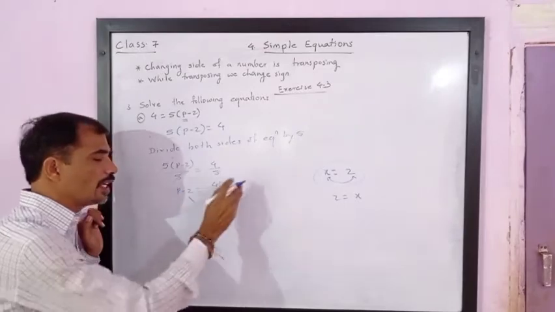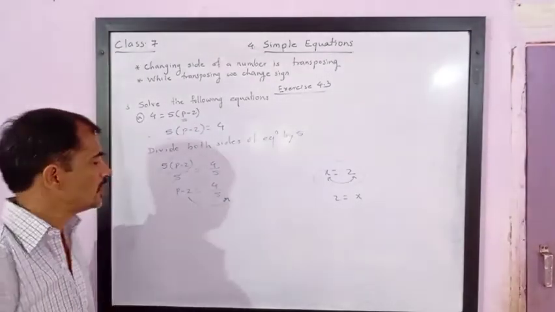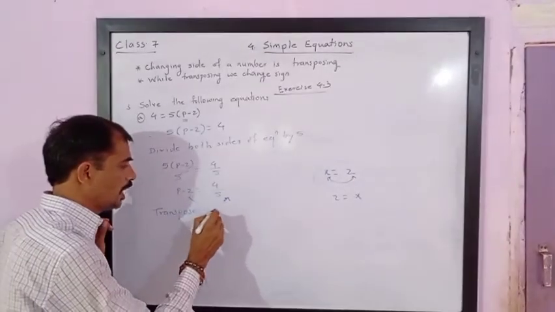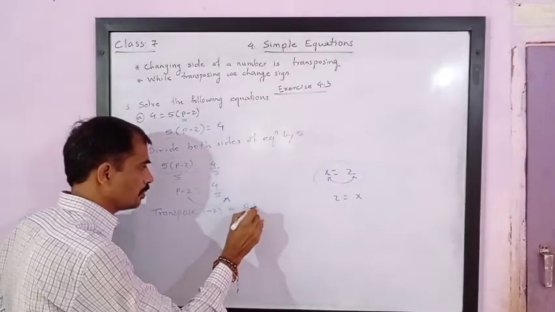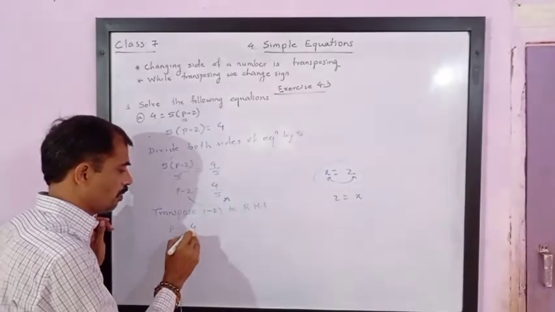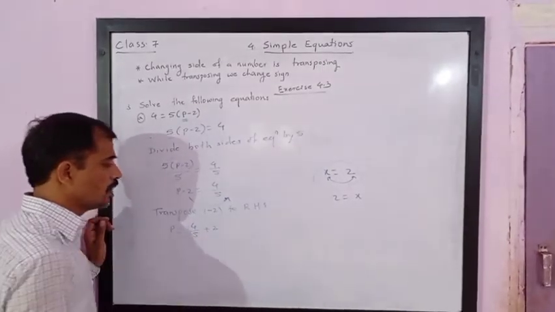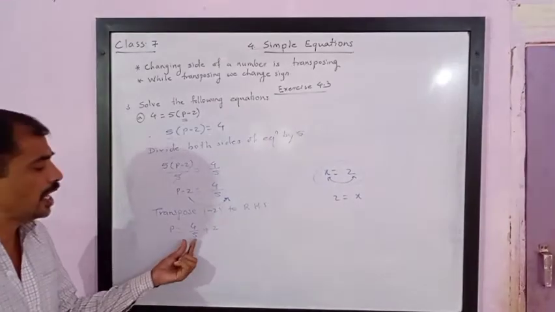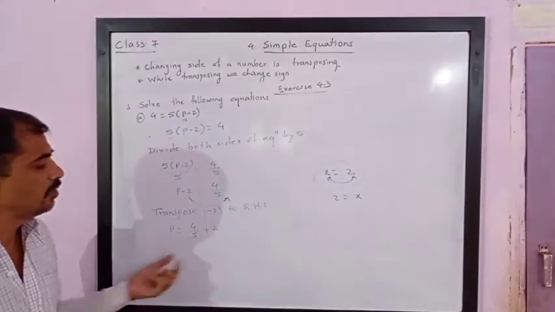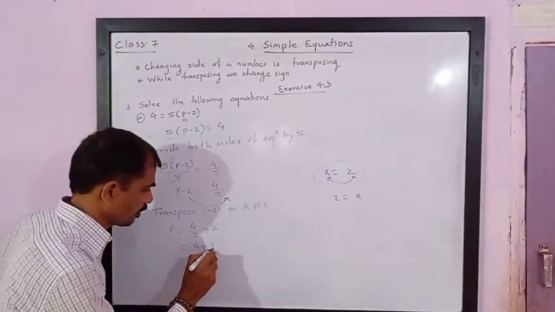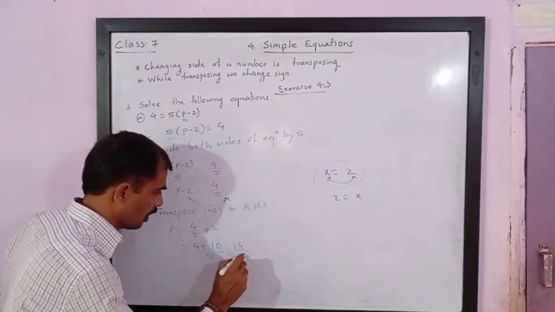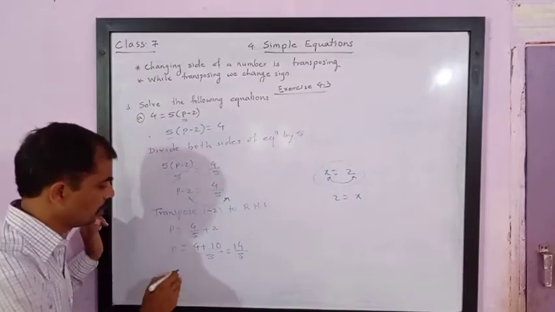Now this is negative. So when it is transposed to the right hand side, it will become positive. We will get, after transposing negative 2 to RHS, p is equal to 4 upon 5 plus 2. Now denominators are not the same, so we cannot add the fractions before making the denominators the same. For this we need to cross multiply, you will get 4 plus 10 upon common denominator 5, that is equal to 14 upon 5. So we have p is equal to 14 upon 5.